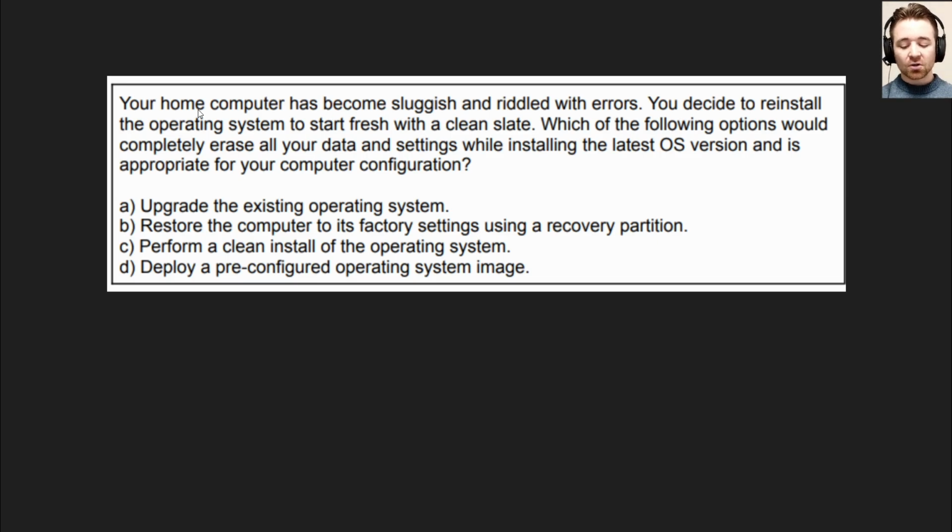This question reads, your home computer has become sluggish and riddled with errors. You decide to reinstall the operating system to start fresh with a clean slate. Which of the following options would completely erase all of your data and settings while installing the latest operating system version and is appropriate for your computer configuration? A, upgrade the existing operating system. B, restore the computer to its factory settings using a recovery partition. C, perform a clean install of the operating system. D, deploy a pre-configured operating system image.